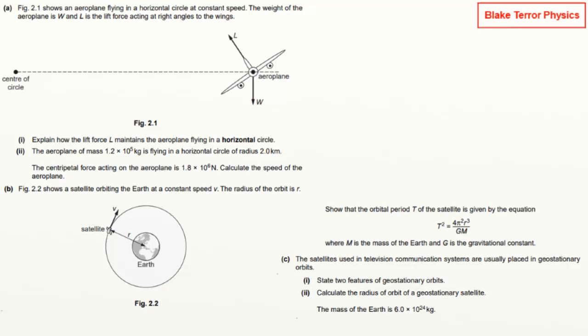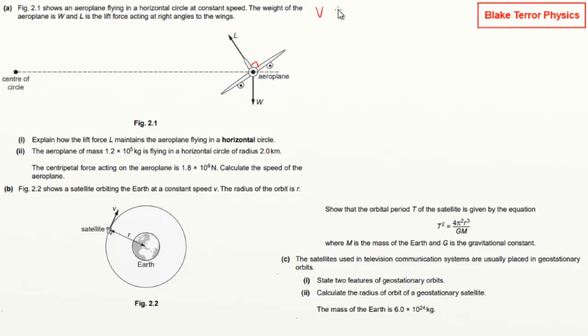Hello, continuing with circular motion questions. We're back with another aeroplane flying in a circle, as we often do. It's going at constant speed. So we've got a weight W and L is the lift force acting at right angles to the wings. Explain how the lift force maintains the aeroplane flying in a horizontal circle.